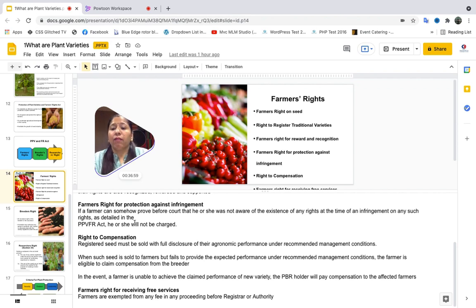The next is farmers' right for receiving free services. Now, any farmer is exempted from any sort of fee in any sort of proceeding before the registrar or any other authority. Let's say it's a case against infringement, or it's a compensatory, or it's any other sort of proceeding before an authority, they are exempted from any type of fee.